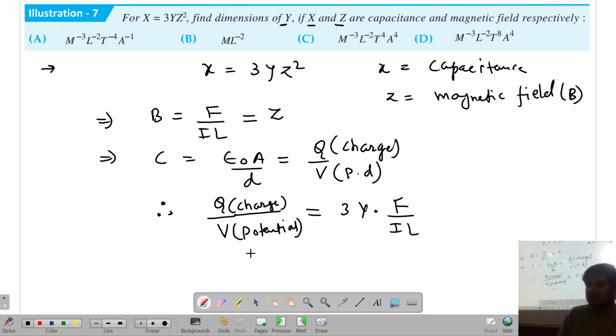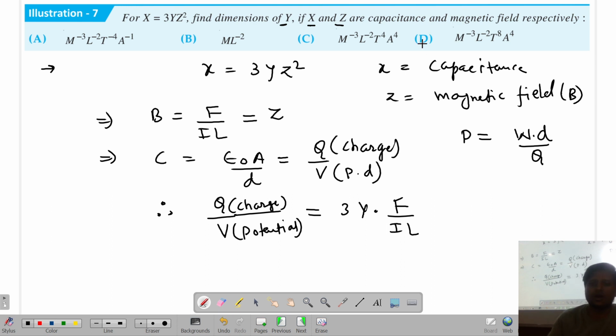Can you solve after this? Now, you still do not know the dimensions of potential. Potential is given as work done by charge. Class 9 formula. So actually capacitance has the units of 1 by work done only. If you do not remember anything, just remember capacitance has the dimensions of 1 by work done. You can apply this trick and do the problem. Can you try to evaluate from here?